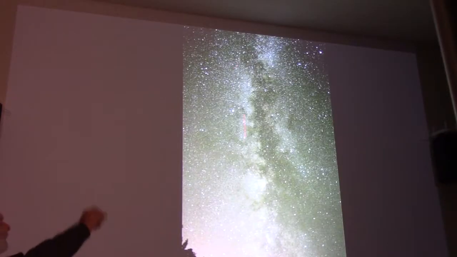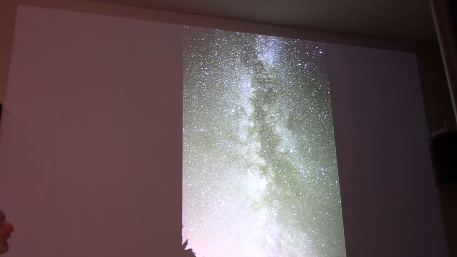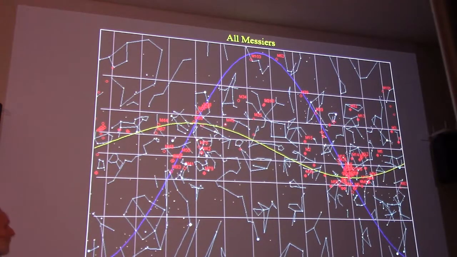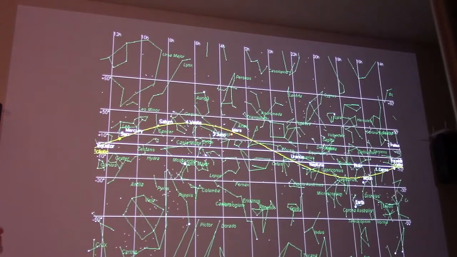Sorry. We have this pattern here, and of course, this is the summer Milky Way. This is Altair, etc. We can actually figure out a lot of the patterns of our galaxy by looking at the patterns of the Milky Way and specifically the Messier objects.